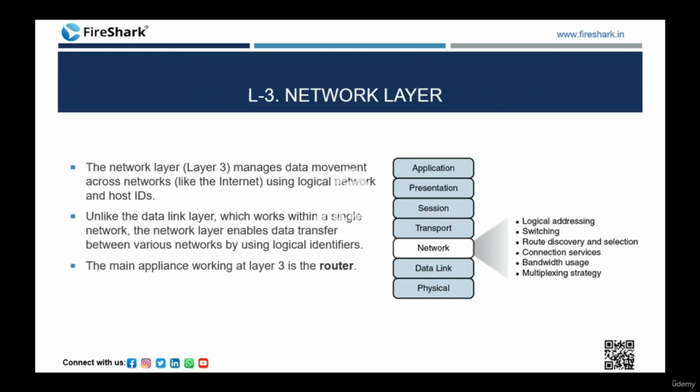Now next, understand the network layer. The network layer manages data movement across networks like the internet using logical network and host IDs. Unlike the data link layer, which works within a single network, the network layer enables data transfer between various networks using logical identifiers. The main appliance working at layer 3 is the router.